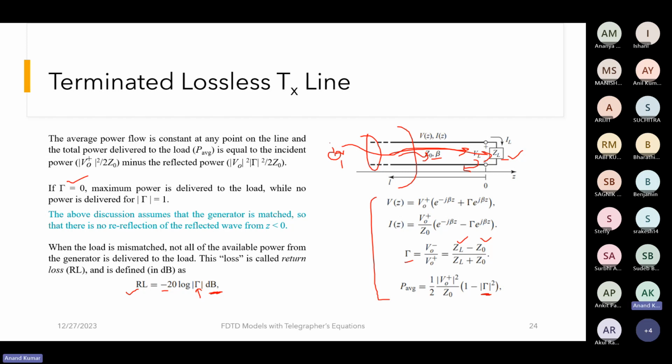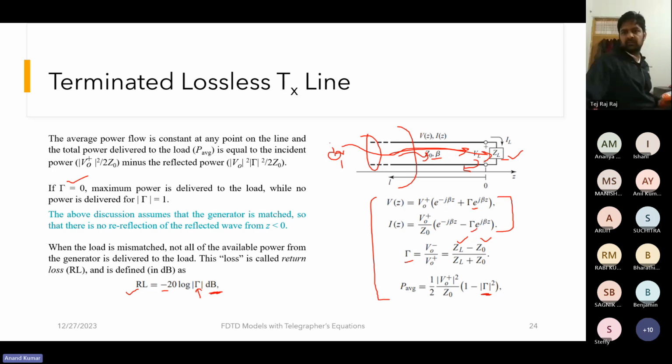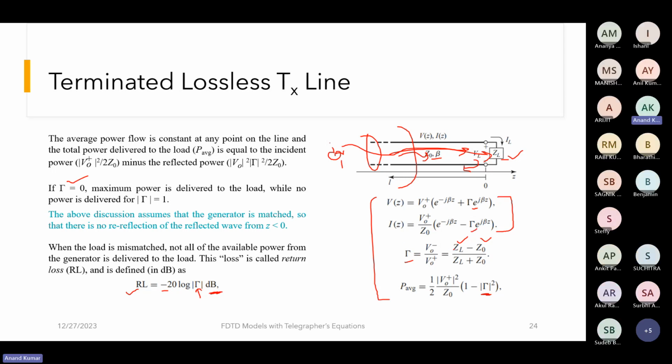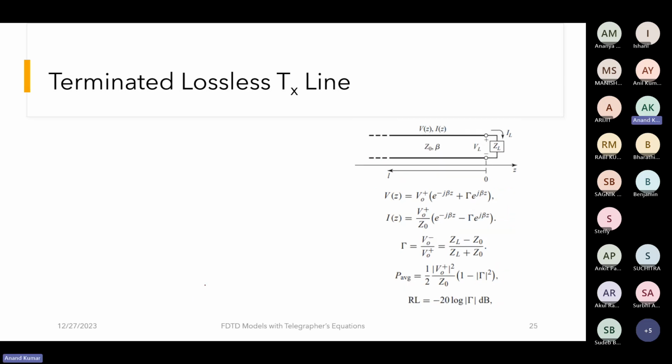Okay, so we wrote down the expression for voltage and current in terms of the incident voltage, the characteristic impedance, and the reflection coefficient. And then we had also given the expression for the voltage reflection coefficient in terms of the load impedance and the characteristic impedance. We derived the expression for power across the transmission lines. We have now derived the expression for the return loss.